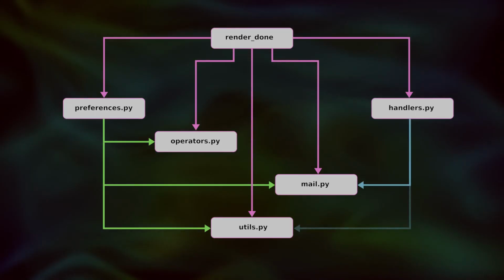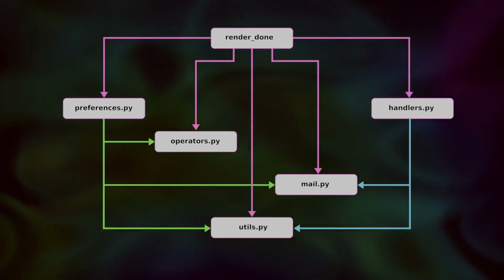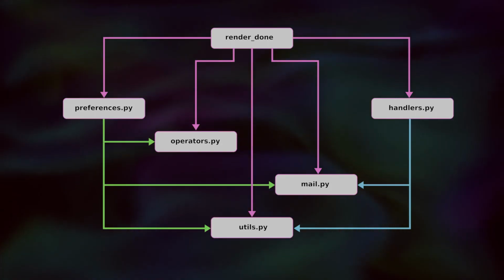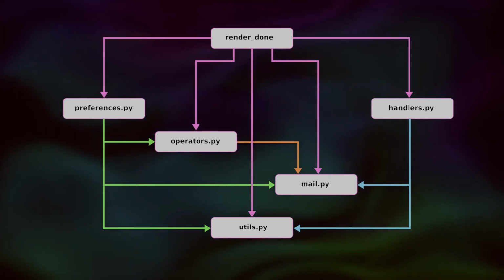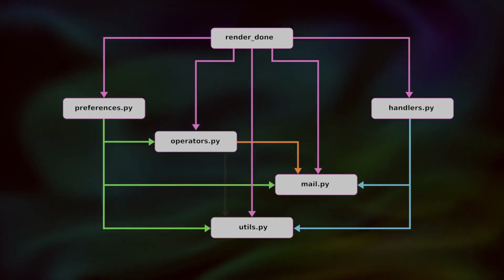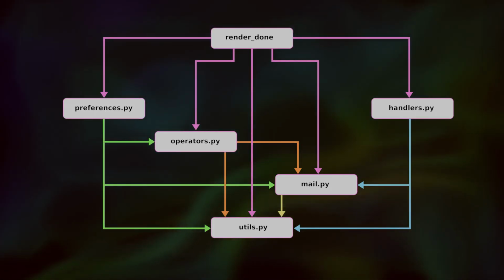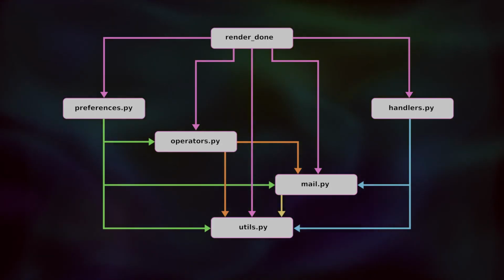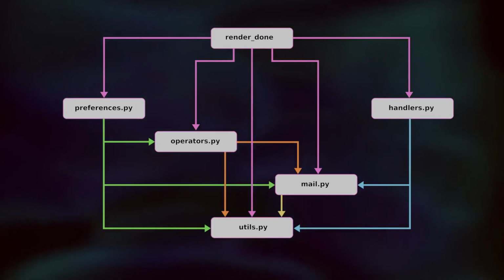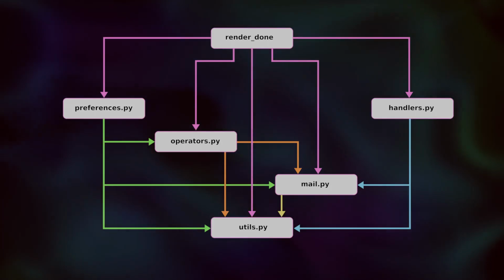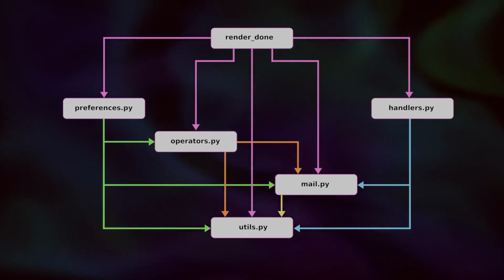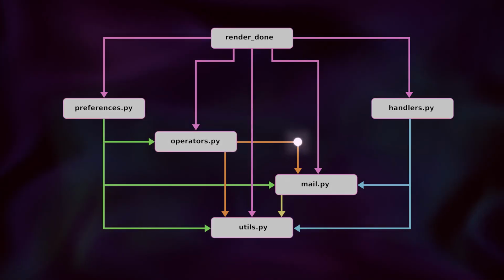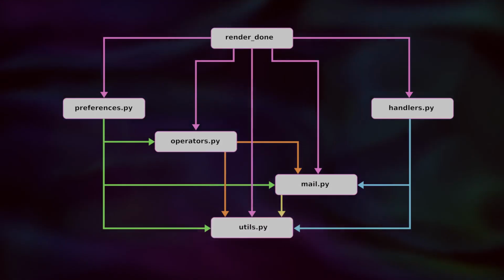So does the handlers module, which also needs the mail module because one of the handlers will send email, just like the operators module, which needs the mail verification function. It also needs utils, which even the mail module needs. So this may look pretty complicated, but if you look closely, there are no loops. None of the arrows loops back, not even the longest. So init includes preferences, which includes operators, which in turn includes mail, which finally includes utils, but it never goes back.